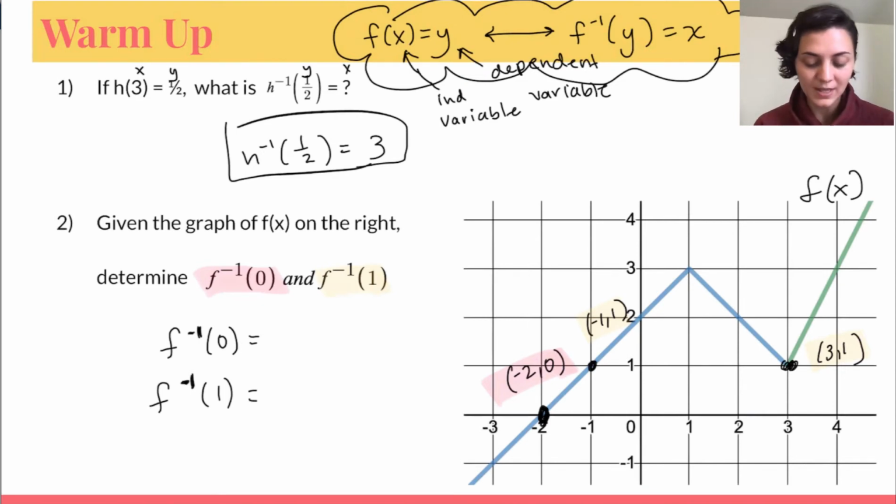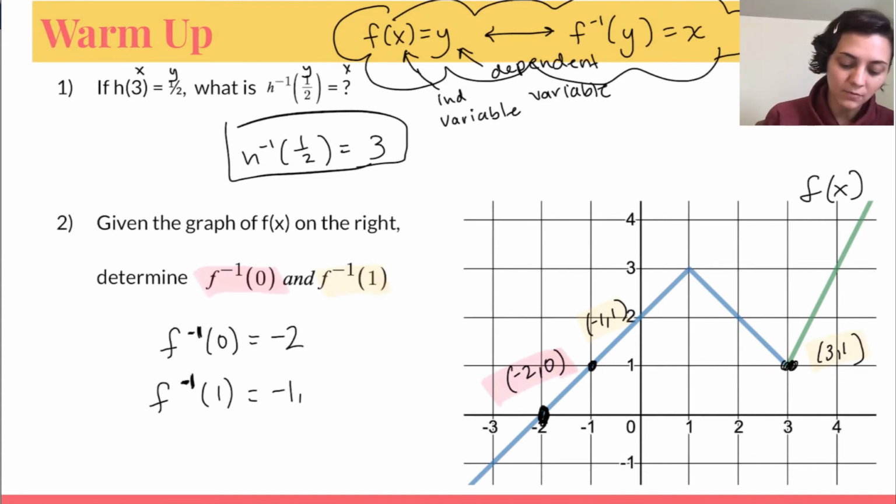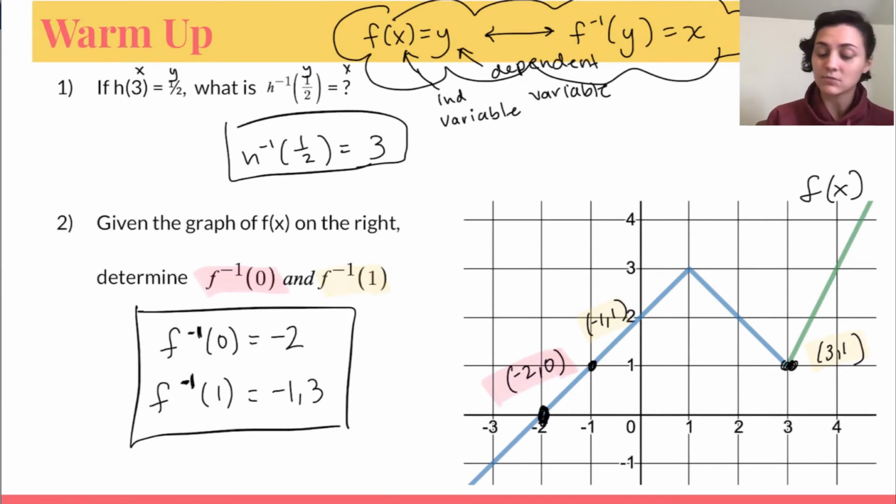If the input that I'm looking for is 0, the input of an inverse function would actually be the y value. So I highlighted in red the points that had a y value of 0, and the x value is -2. And then I highlighted in yellow the points that had a y value of 1, and the x values were -1 and 3. There were 2 of them. That was a little tricky, but again, I'm just using that same equation that's at the top of the page.